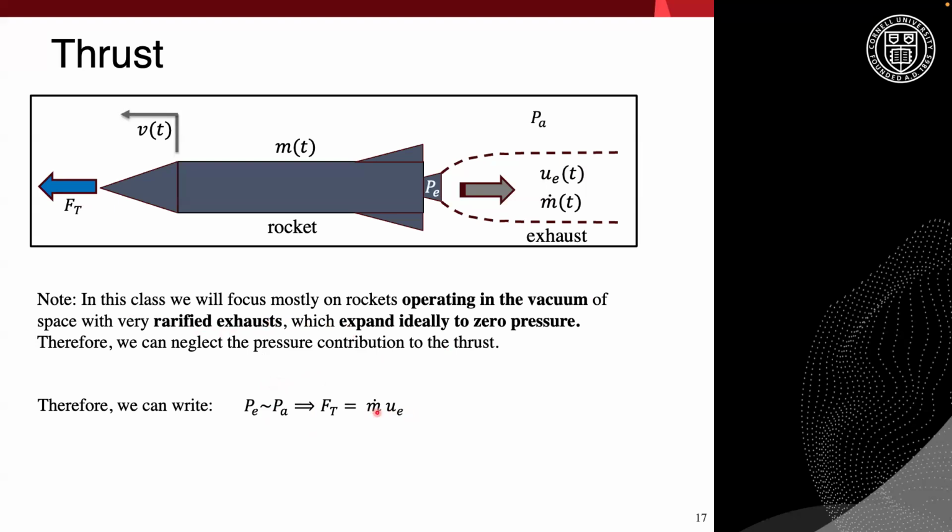So for in-space propulsion, propulsion that happens in space, in most cases we can assume a negligible pressure force compared to the force induced by the conservation of momentum of the exhaust gas. So we can assume that the thrust force is equal to m dot times ue. For the rest of the class, we will make this assumption, and unless it is explicitly stated that there is a pressure force, we will just use the simplified equation.